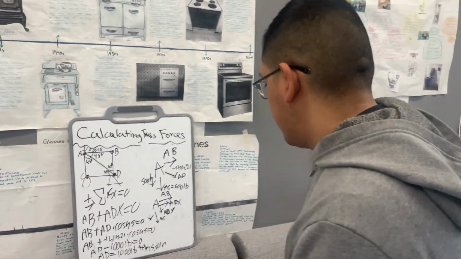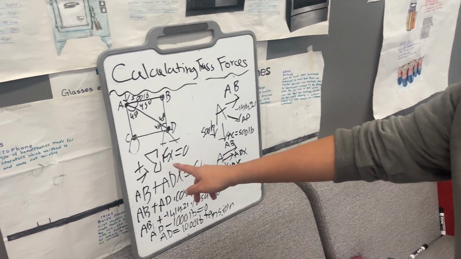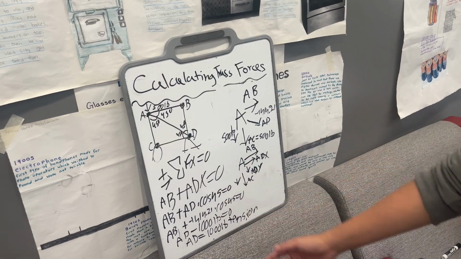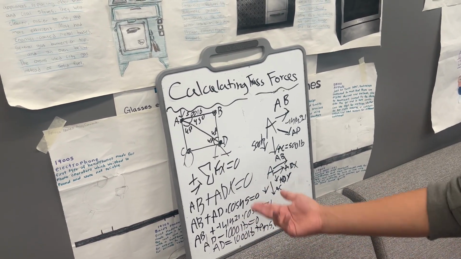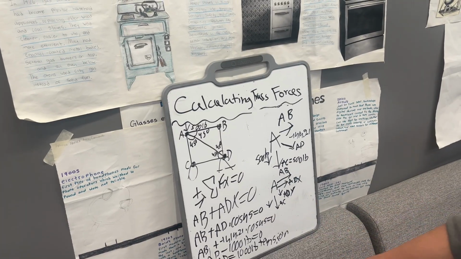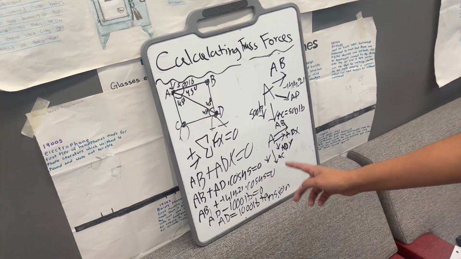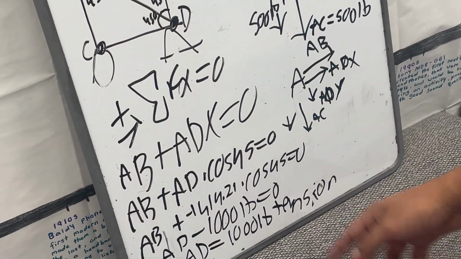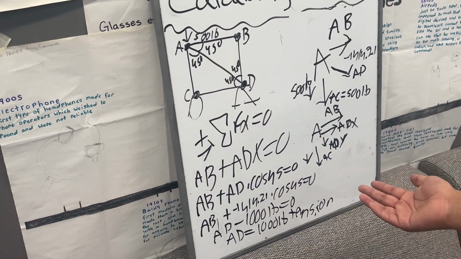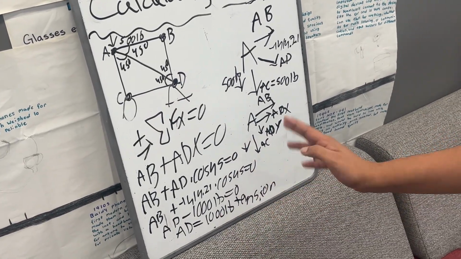Now we have to find the forces in the x direction for A, since I had no space earlier. The sum of the forces in the x direction equals 0. AB plus ADX equals 0. We don't have AB, but we do have ADX, which would be AD times cosine of 45, which would be negative 1,414.21 pounds times cosine of 45, which is negative 1,000 pounds, plus AB equals 0. So you move the 1,000 pounds to the other side, which gives you AB equals 1,000 pounds in tension.